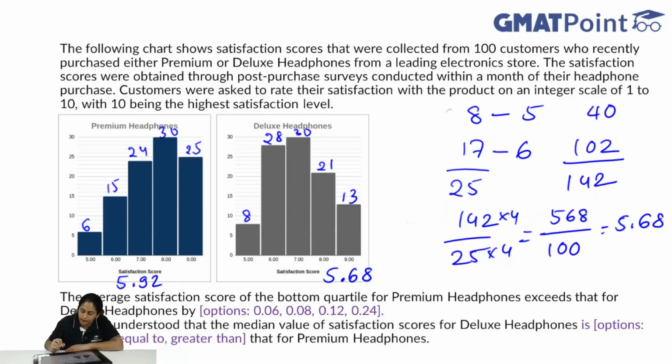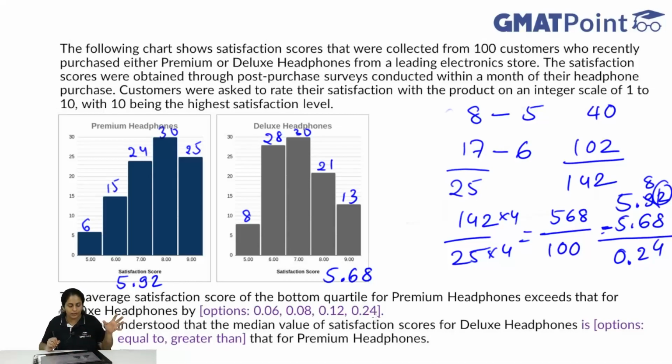This is 5.92. What is the difference between the scores? So that is 5.92 minus 5.68. So the difference is essentially 0.24. So the average satisfaction score of the bottom quartile of premium headphones is 0.24 more than the average satisfaction of the bottom quartile of deluxe headphones. So the correct option to choose is 0.24.